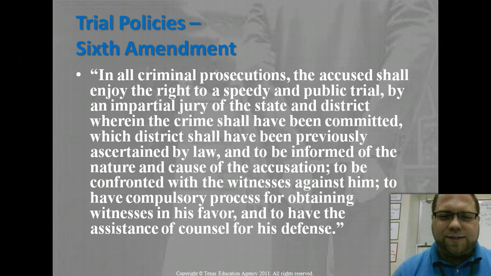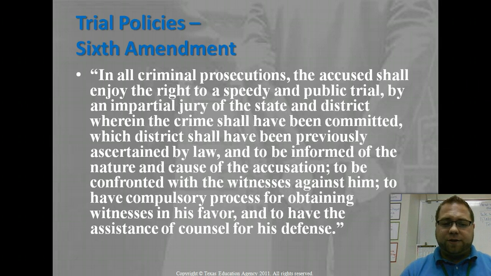By an impartial jury of the state and district wherein the crime shall have been committed, which district shall have been previously ascertained by law, and to be informed of the nature and cause of the accusation. To be confronted with the witnesses against him, to have compulsory process for obtaining witnesses in his favor, and to have the assistance of counsel for his defense.